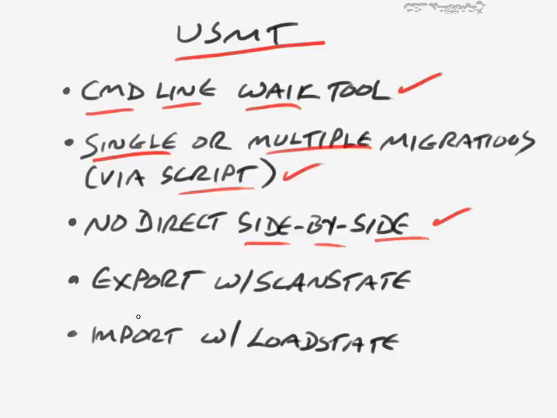All right. What you'll do here is you'll first export your existing, I don't know, XP computer, your existing Vista computer, whatever it is. You'll export with scan state. There are two executables involved in the User State Migration Tool. One is called scan state, and then you'll import on the new Windows 7 computer with something called load state. Let's go ahead and take a look at how this works.